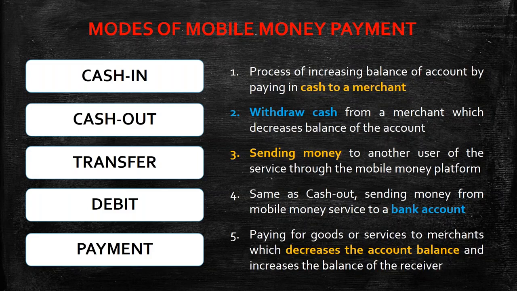The third one is transfer. Here we send the money to another user by using a mobile money platform. Debit is the same as a cash out. Here we send money from the mobile money bank account. Payment is where we pay for goods and services to the merchants, which decreases the account balance of the payer and increases the account balance of the receiver.